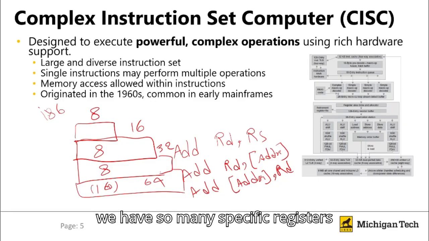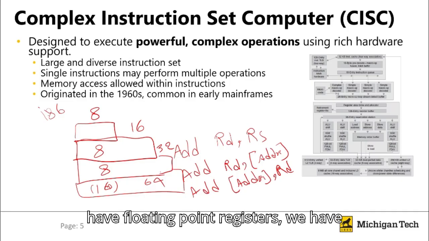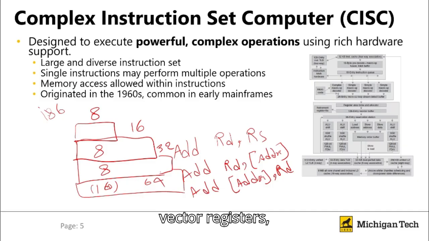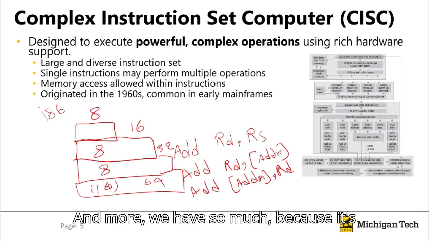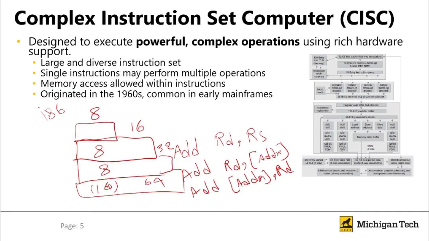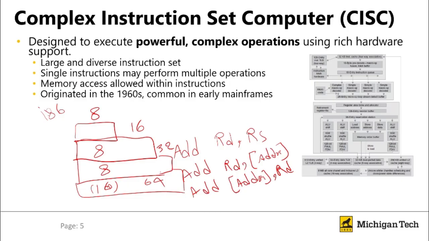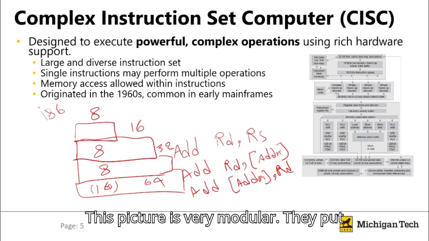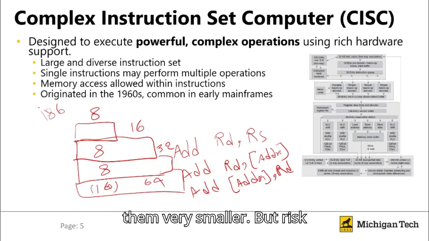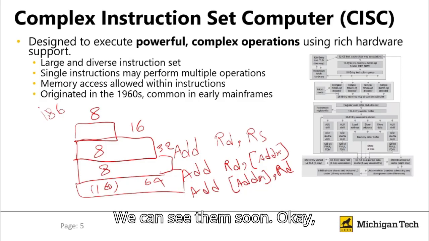And we have so many specific registers as well. We have segment registers, we have floating point registers, we have vector registers, and more. We have so much because it's so complex. The structure is so complex. However, this is still very modular. They put them very smaller, but in a RISC computer everything is very straightforward and simple to understand. We can see them soon.